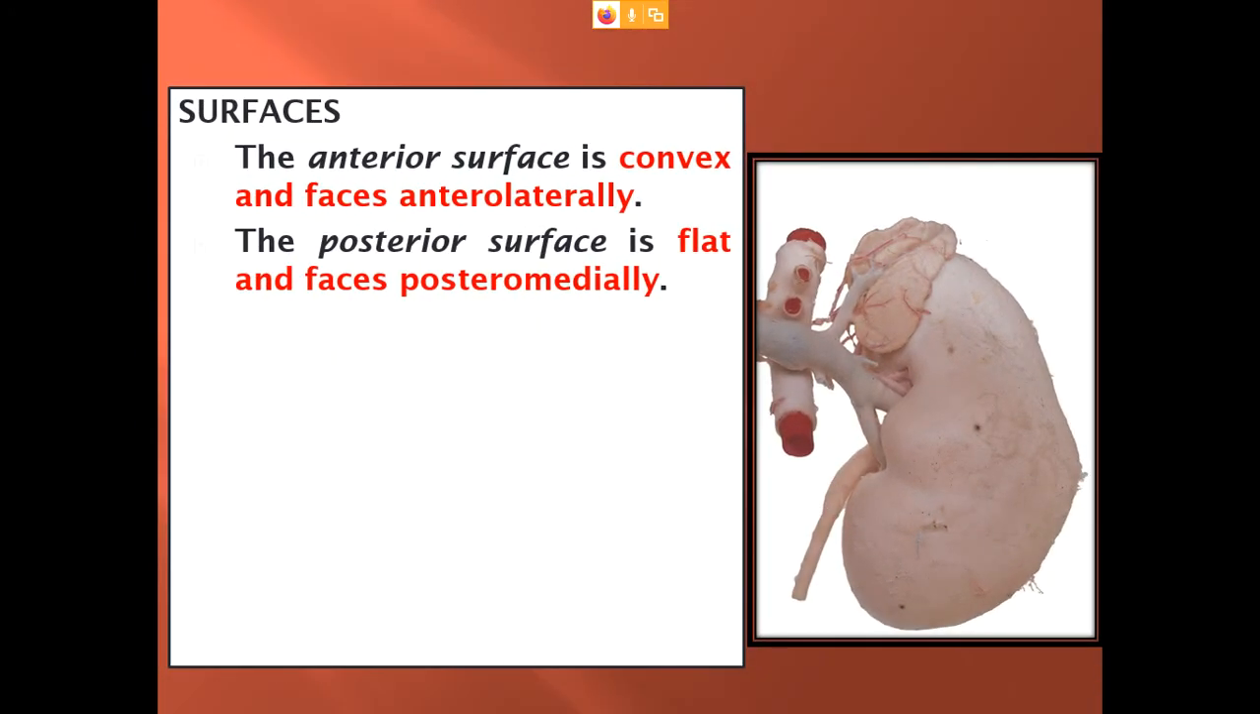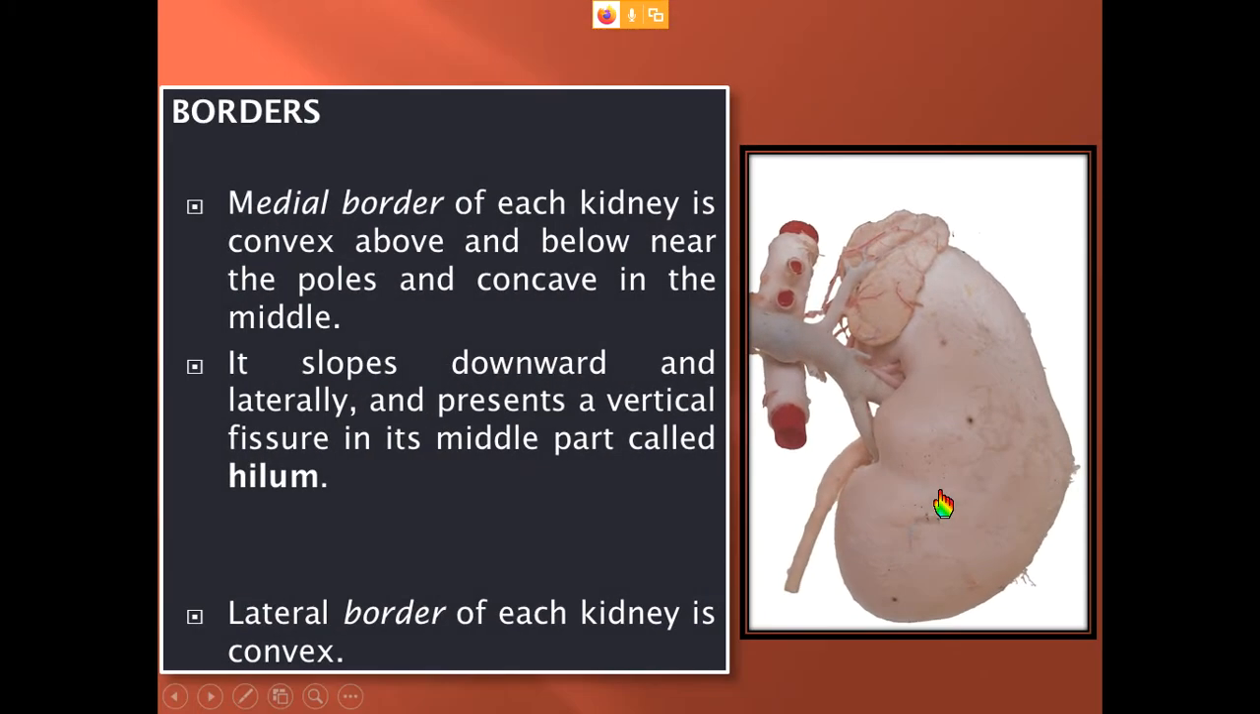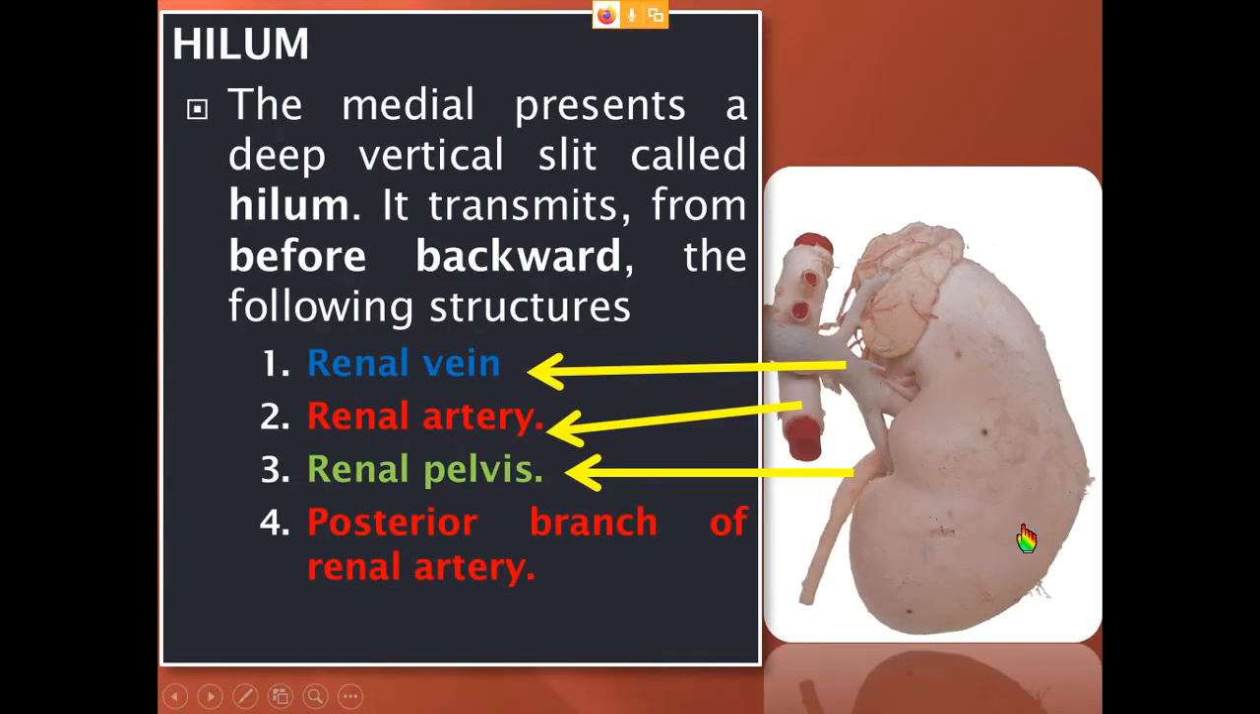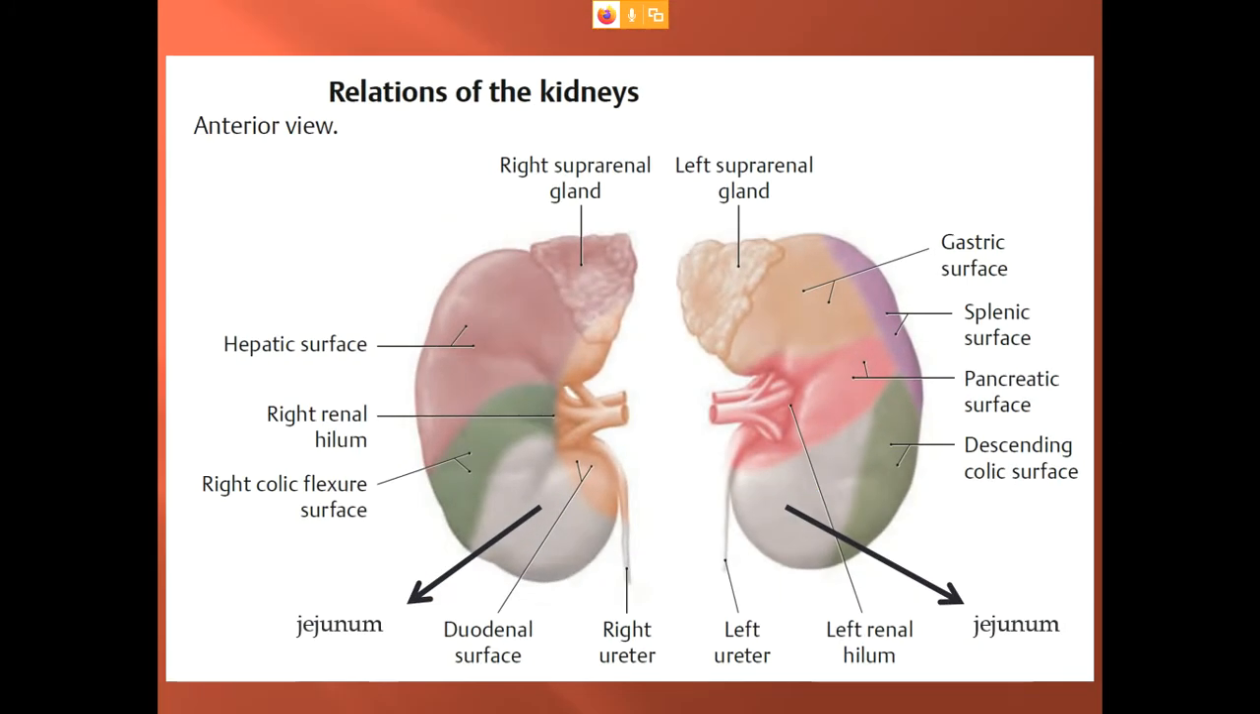As I told you earlier, it has an anterior surface and a posterior surface. You can see that the irregular surface is the anterior surface, and the flat surface is the posterior surface. Borders: this is the medial border, where we can identify the hilum, and this is the lateral border of the kidney. At the hilum we can identify the renal vein, and here you can see the renal artery and renal pelvis.